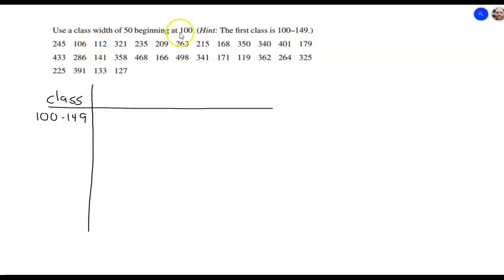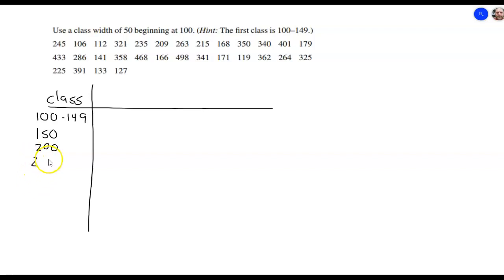Now, since the class width is 50, the difference between each of the lower limits has to be 50. So going from 100, right below it, you have to add 50 to that, to 150, and then 200. And then remember, we have to encapsulate all of this data here. It looks like 498 may be our highest number. So we're going to stop when we get from 450 to 499.